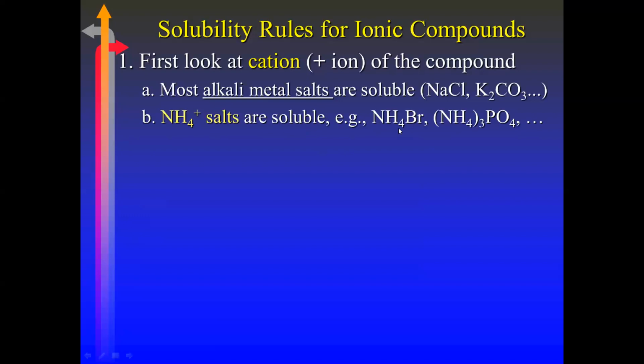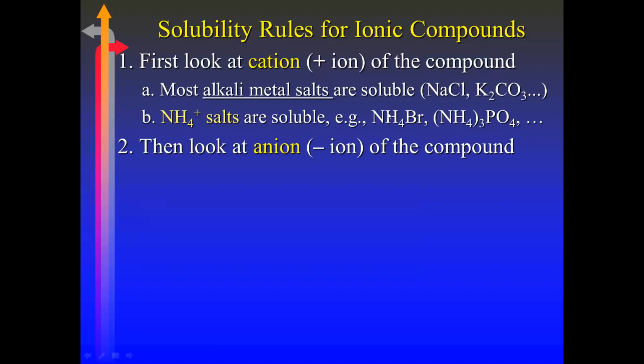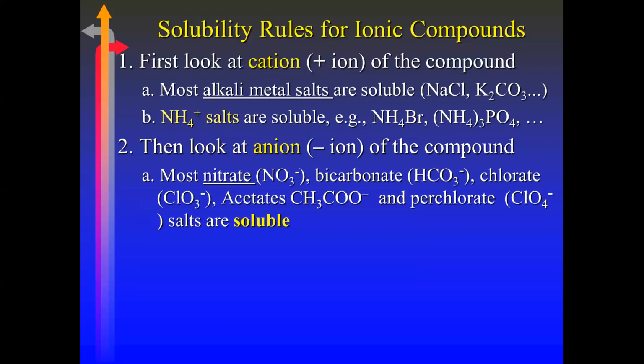So that is friendly. As long as you see ammonium, you can clearly make a judgment that it's soluble. So the first rule is very useful, very important. Keep in your mind that the group 1 elements and ammonium, when they form an ionic compound, are all soluble. Then afterward, I will look at the anion of the compound.